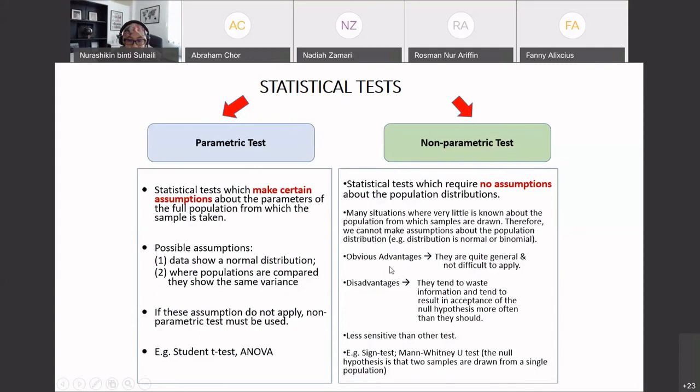The advantages of non-parametric tests are that they are quite general and not difficult to apply. The disadvantage is that, as I said just now, they might not be as conclusive as parametric tests, because we don't have enough information about the population, yet we carry out the test. That's what is meant by powerful or not powerful just now.